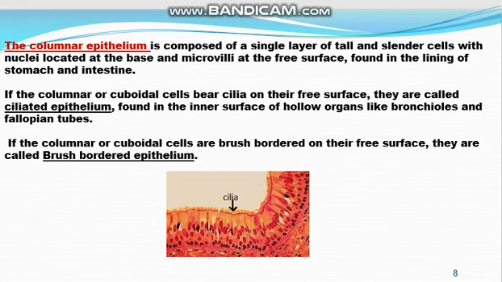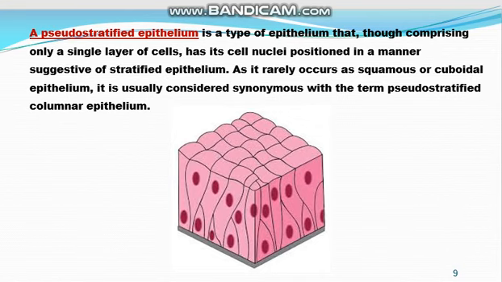So these are the three main types of the simple epithelium, that is the columnar epithelium, cuboidal epithelium, and squamous epithelium. Next type of simple epithelium is the pseudostratified epithelium.